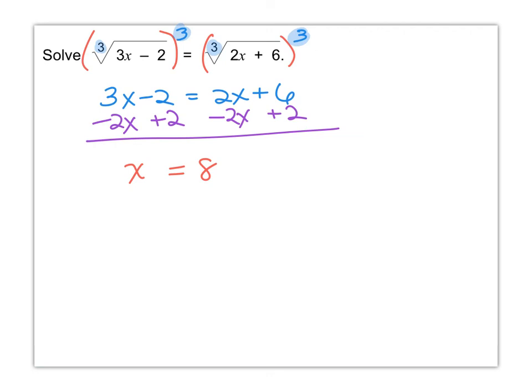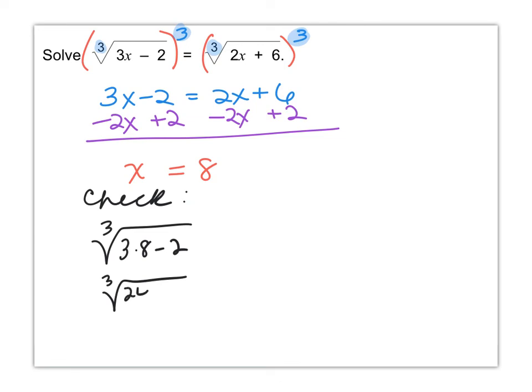We do want to check to make sure that this is indeed a solution to the original equation. The original equation was the cube root of 3x minus 2, or 3 times 8 minus 2. So that simplifies to the cube root of 24 minus 2, or the cube root of 22 on the left side. Let's see what the right side of the equation gives us.